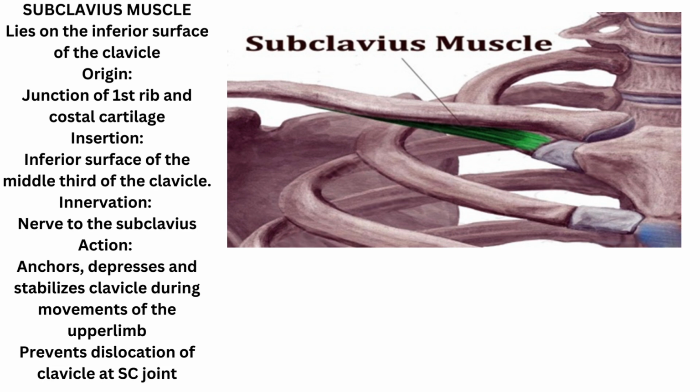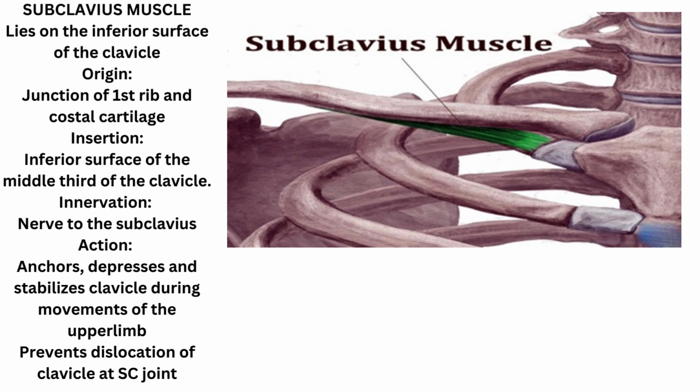Subclavius muscle is a small, round muscle that covers the inferior surface of the clavicle. It is attached proximally to the junction of the first rib and costal cartilage and distally to the inferior surface of the middle third of the clavicle. It is innervated by the nerve to the subclavius.